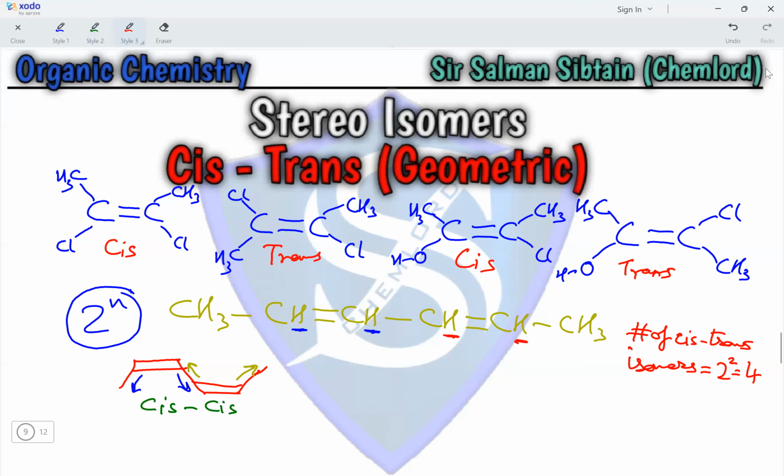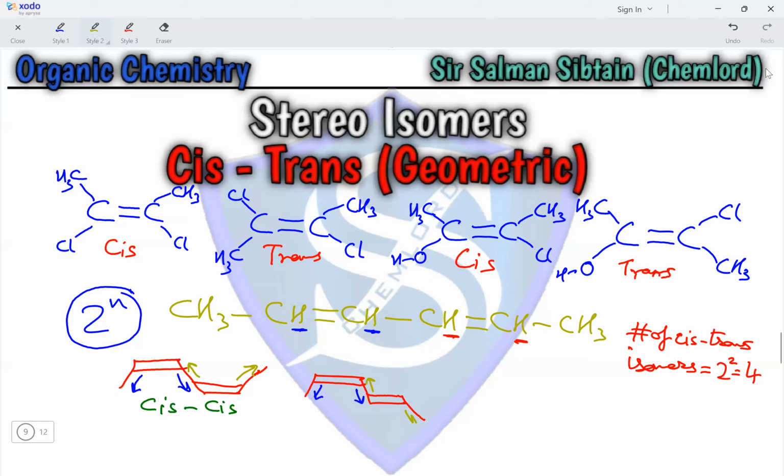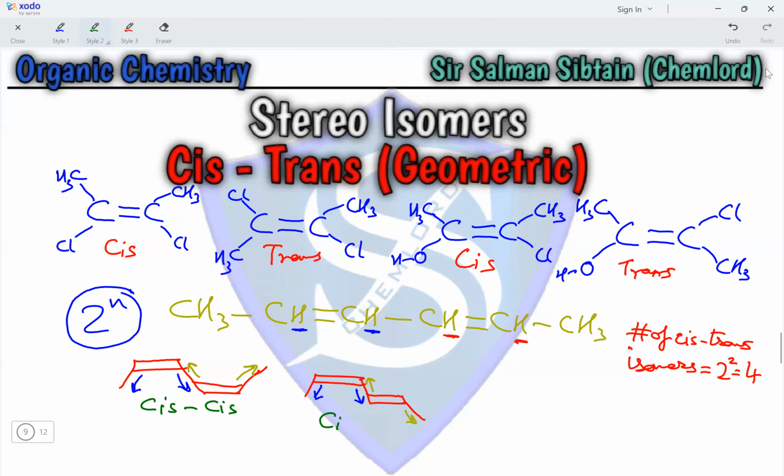The second possible isomer would be a cis isomer and a trans isomer. And how do we figure that out? On one of the double bonds, we've got the bonds going on the same side, and on the other double bond, we've got the bonds in the opposite direction. So this means that we have the first double bond showing a cis conformation and the second double bond showing a trans conformation for the molecule.